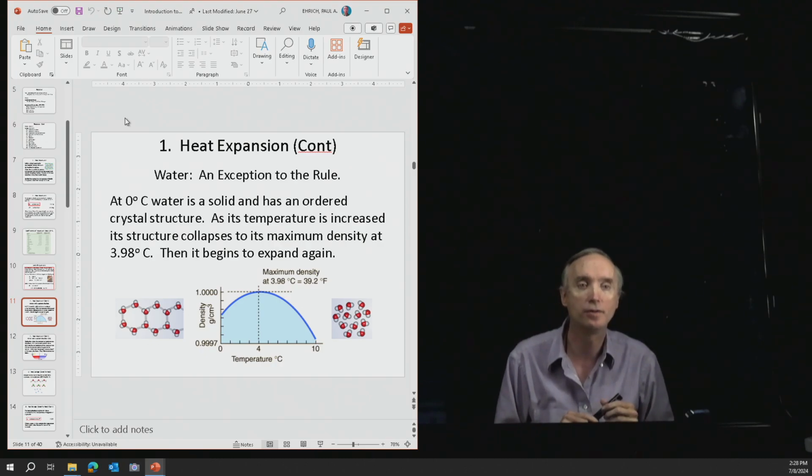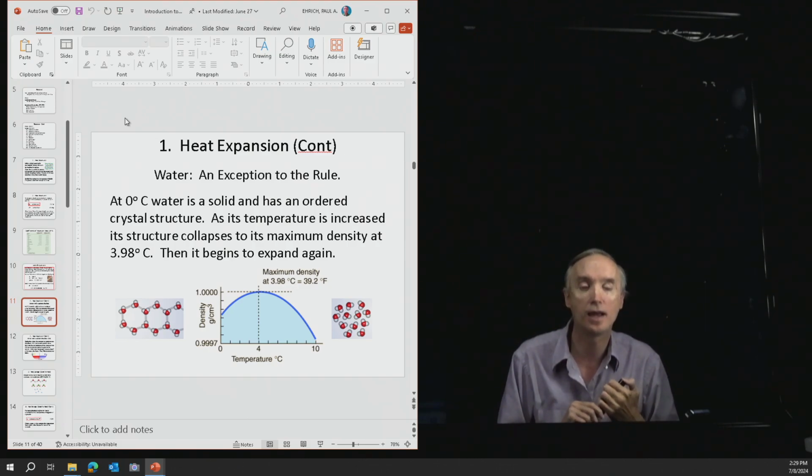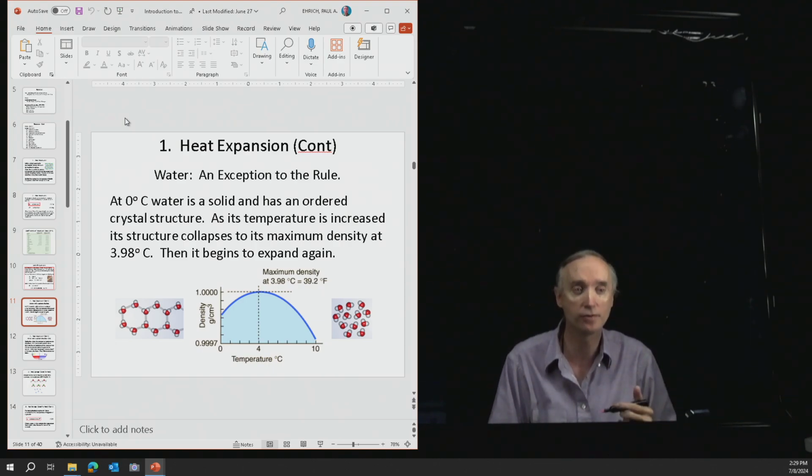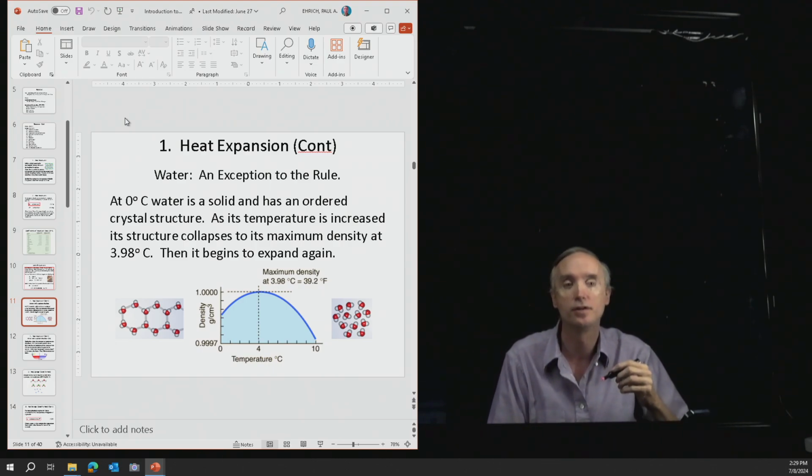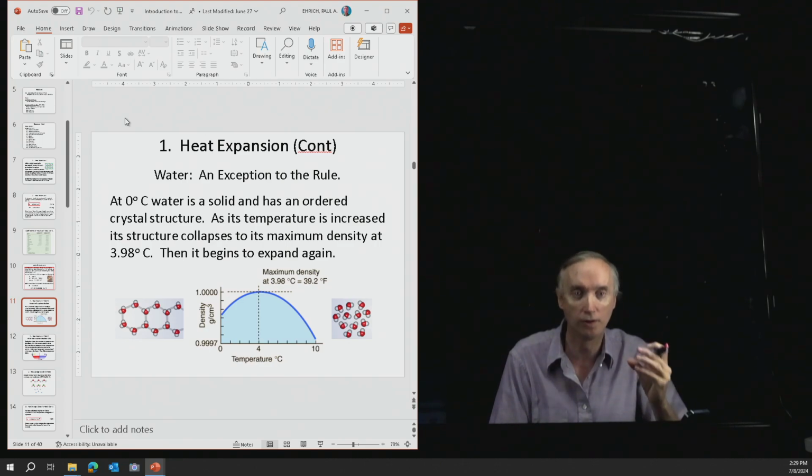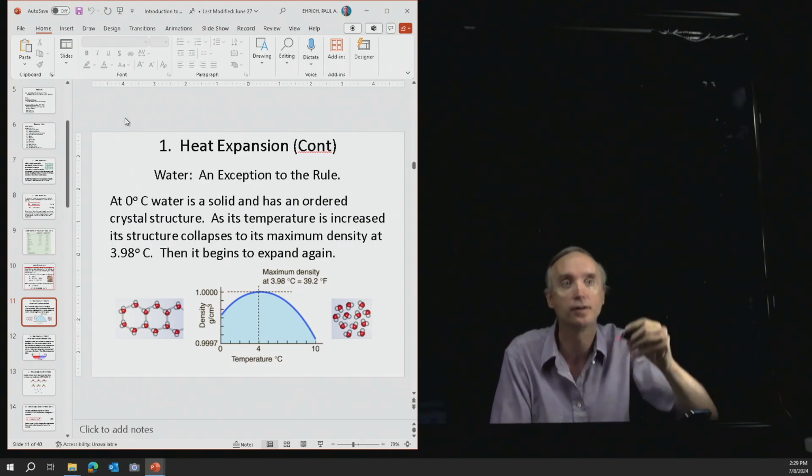Okay, we've been talking about heat expansion, and I want to talk about what water does when you heat it up. So we're going to start off with water as a solid, which is ice. And so in the picture there on the left, it shows some water molecules that are all locked together to make solid water, which is ice.